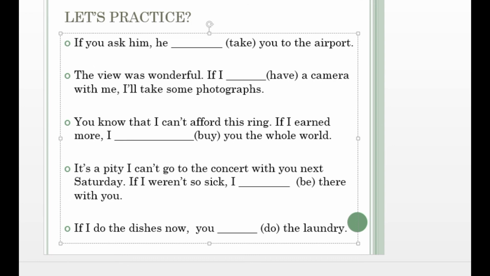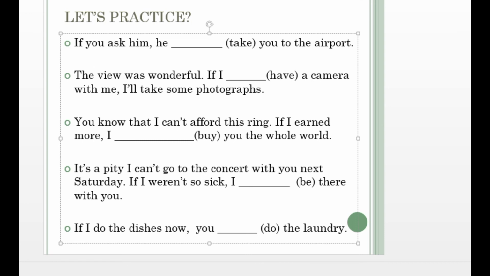Next one, you know that I can't afford this ring. If I earned more, you the whole world. So you need to use the verb buy. Pay attention that in this sentence we use if plus the verb in the past. If I earned, right?